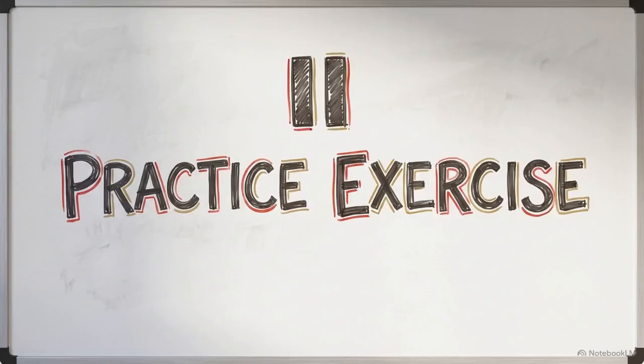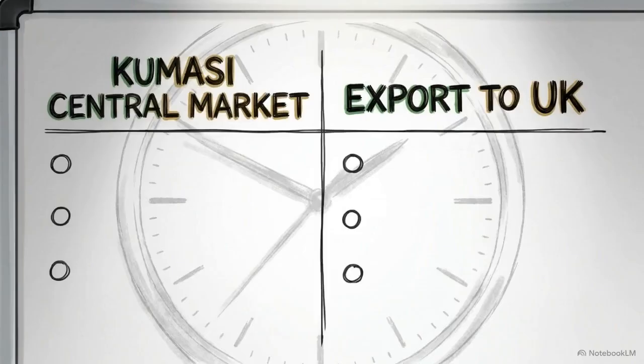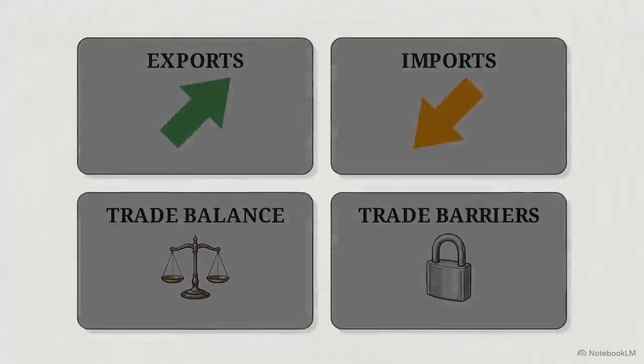Let's test this concept. Pause the video, and write down 3 specific differences and supply chain challenges you would face selling local fish in Kumasi versus exporting it to the UK. Here's your cheat sheet.